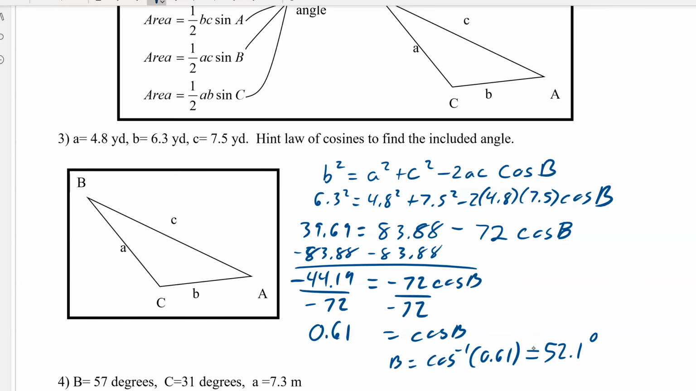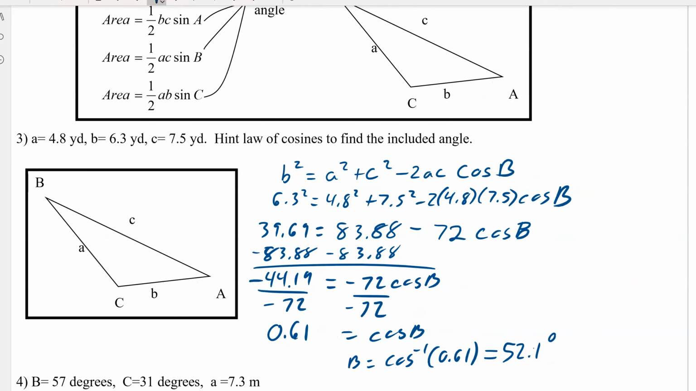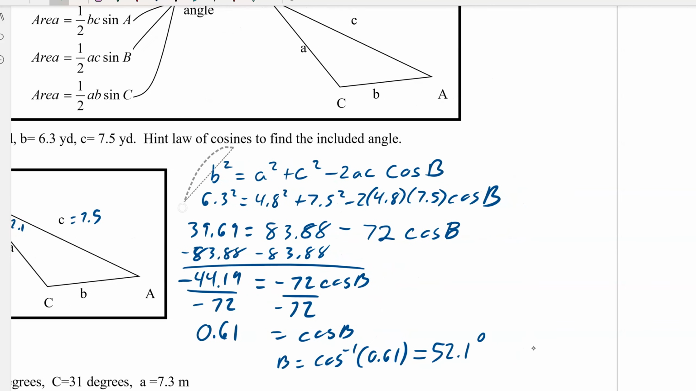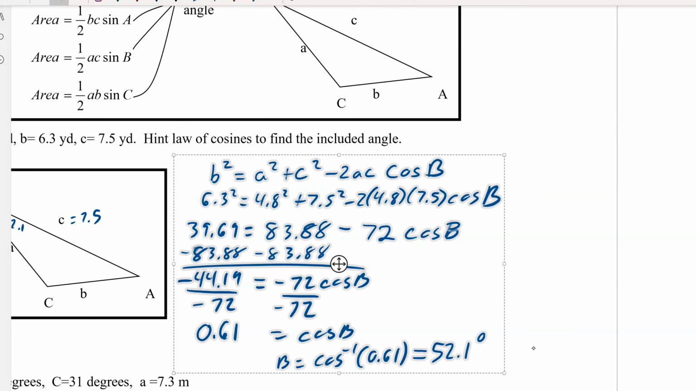So now we have our included angle, so we can use that with our other sides. So let's mark it on here. This was angle B, which is 52.1, which means we will be using C of 7.5 and A of 4.8 in our formula. So that's part 2 now. Let me shrink this a bit. So I went a little large.